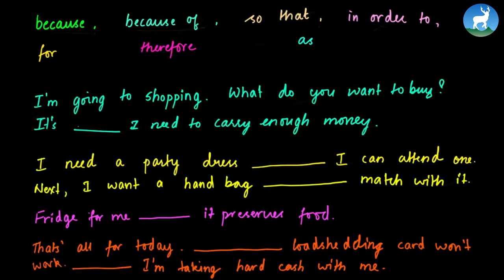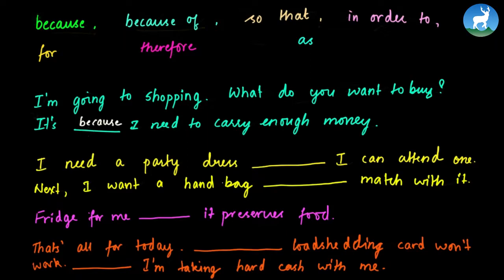Now here a person is offering to go shopping and is asking everyone what they want to buy, and he explains in the second sentence that it's because I need to carry enough money. This is a cause and effect sentence because going shopping is the cause, and the effect is that I need to carry enough money. So we use because here as it makes perfect sense.